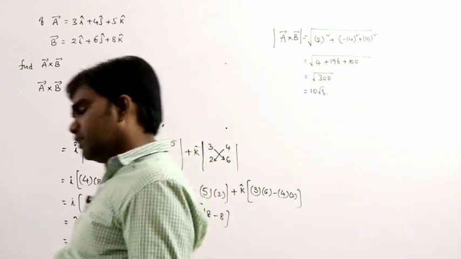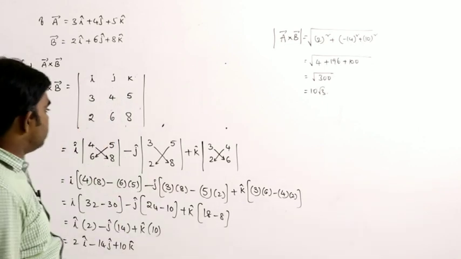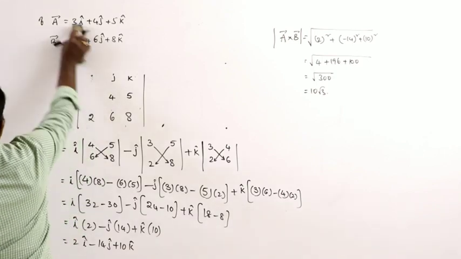If the vector is given, how can you calculate the magnitude? You know that. So this is the way to do the cross product of two vectors. Let us do one more problem based on this.